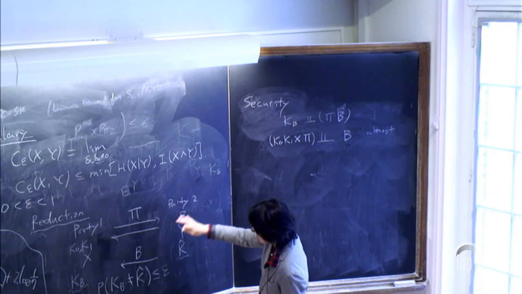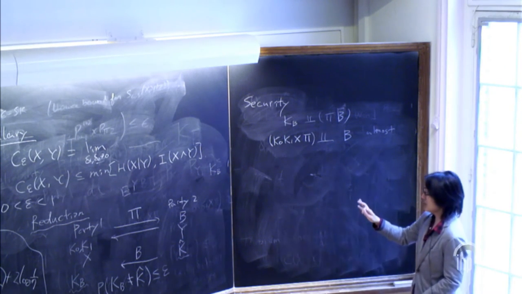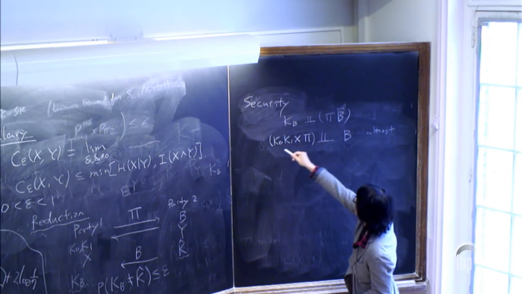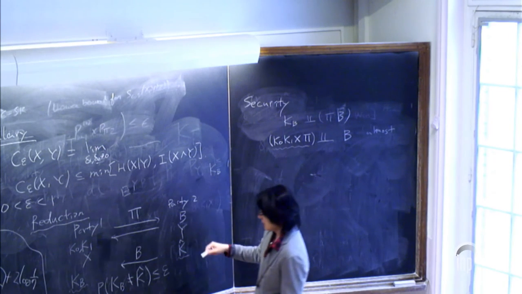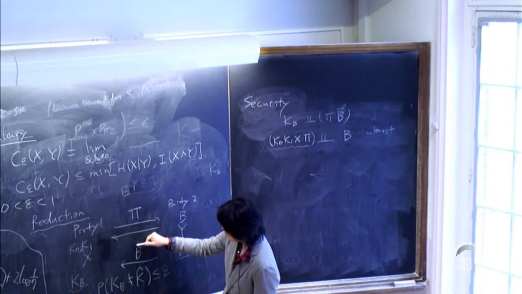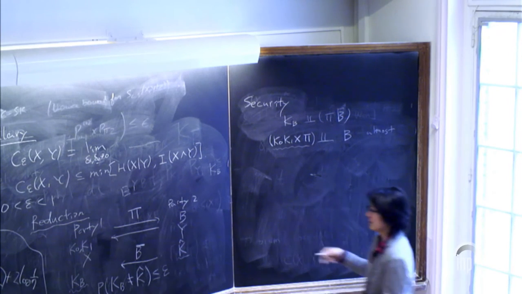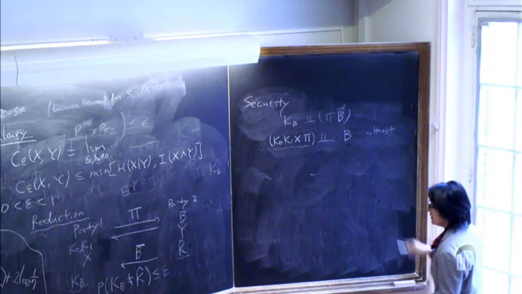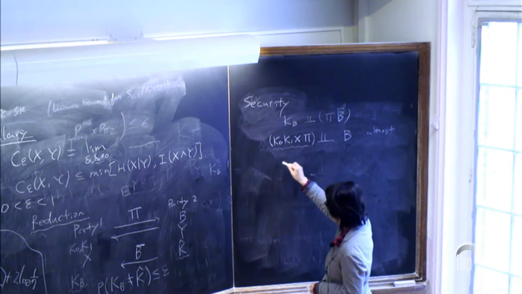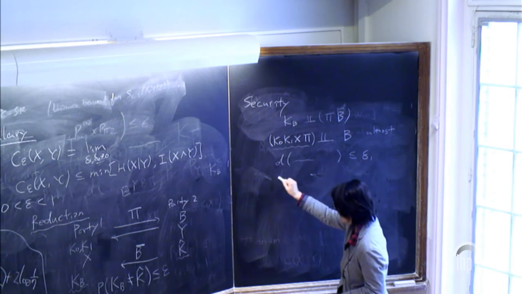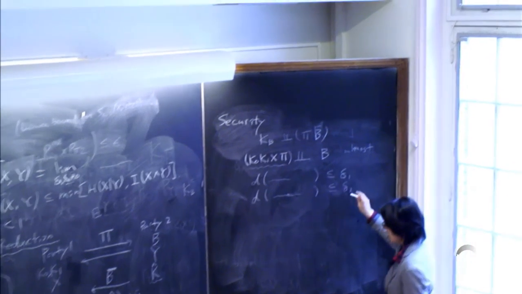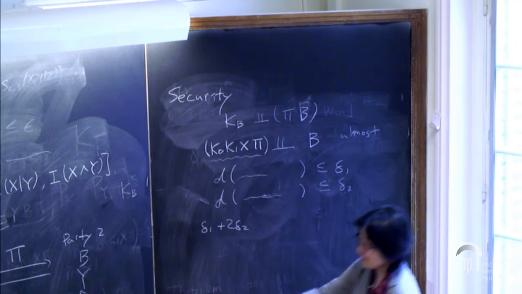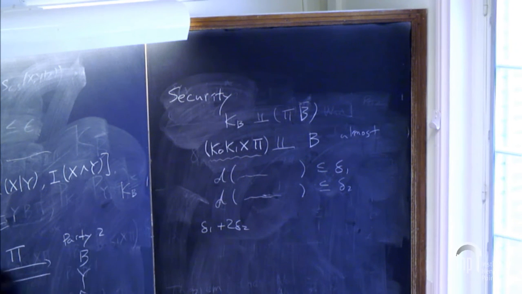So in this reduction, party two actually sends B, but B is uncorrelated from what party one observed. So from the viewpoint of Eve, the situation doesn't get better even if party two sends B complement. And because KB cannot be predicted from pi and B complement, we can get security. This is just a rough argument, but by using the security condition for OT, we can get delta 1 plus 2 delta 2 security for this KB, and we can show this bound.